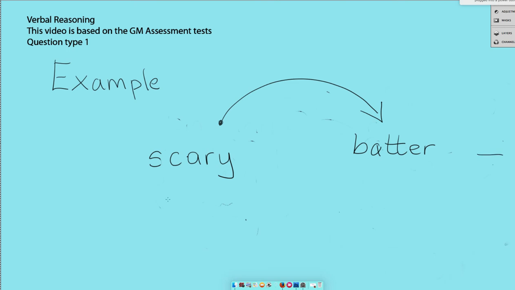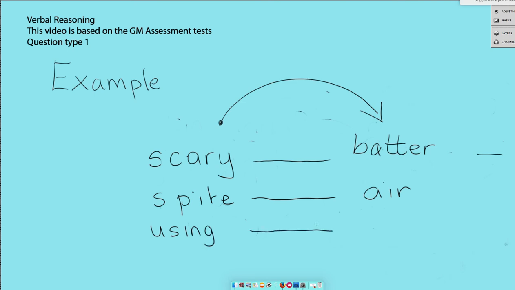Here's another one. Spite and air. Here's another one. Using and fond. And here's another one. Teach and tile.